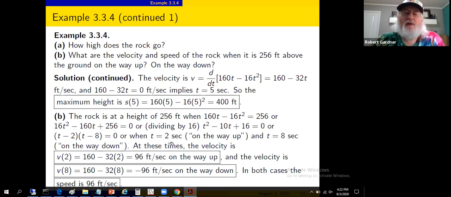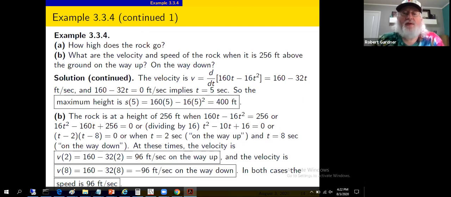It started going up at 0, and hit the ground 10 seconds later. Halfway through that was the maximum height. And then we've got the same height of 256 on both sides of that time of 5 seconds. There's a lot of symmetry to this, it turns out. Not that they ask about it. But we get 2 seconds and 8 seconds is when it has a height of 256.